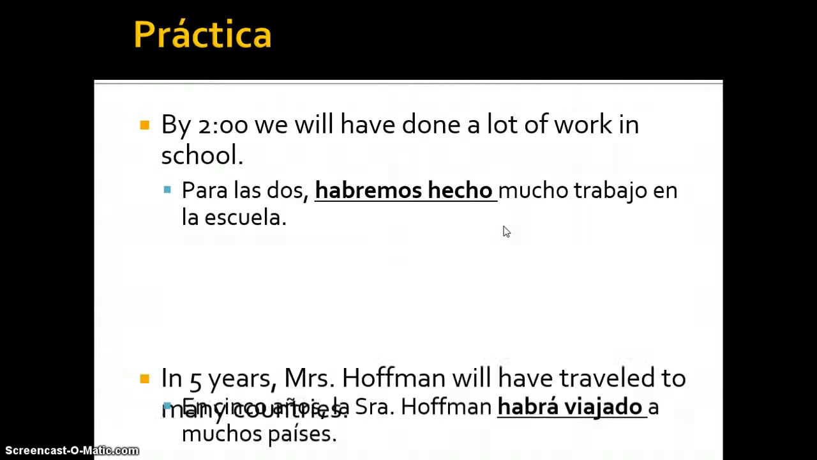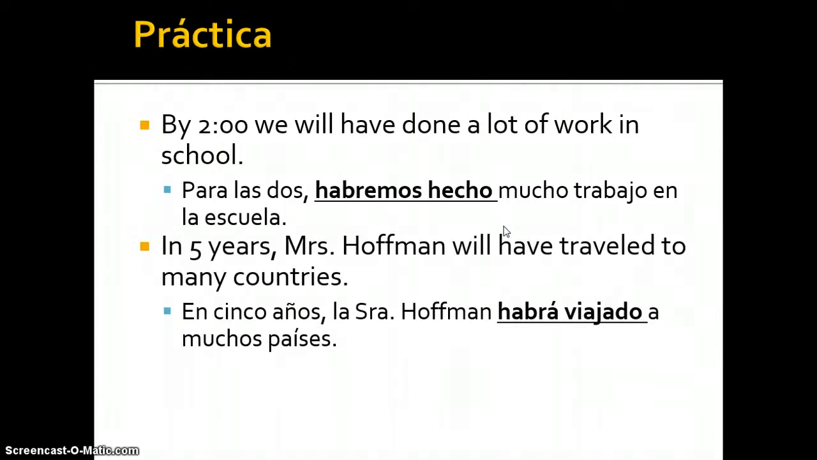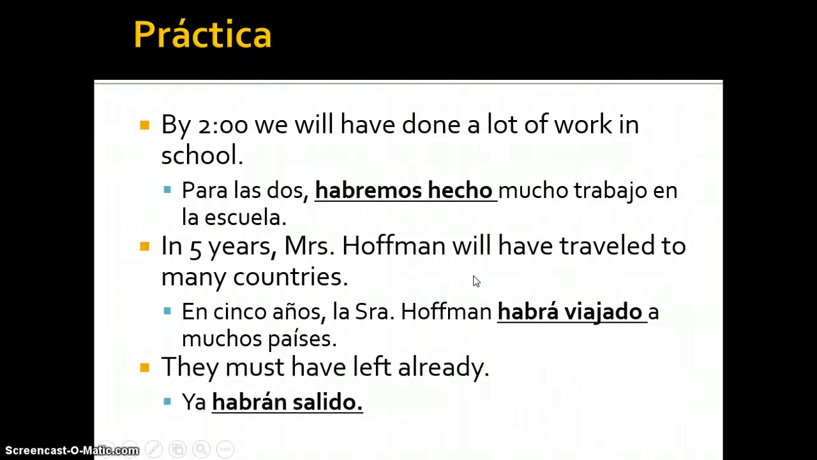A couple sentences for practice. By 2 o'clock, we will have done, which is the future perfect, habremos hecho, and again, hacer es irregular. And in 5 years, Mrs. Hoffman will have traveled. So we're making a future reference, will have traveled, habrá viajado. They must have left, we were guessing, ya habrán salido. The word ya means already.